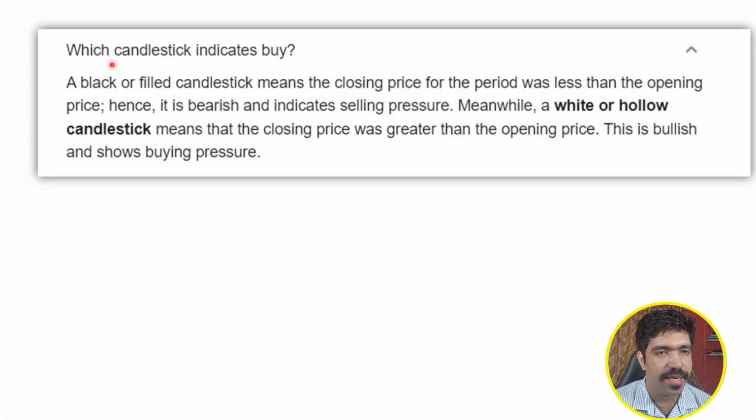Let us look at the next question. Which candlestick indicates a buy? A black or filled candlestick means the closing price of the period was less than the opening price. Hence it's a bearish candle and indicates selling pressure. Meanwhile, a white or hollow candlestick means the closing price was greater than the opening price. That is a bullish candle and it shows buying pressure. In the latest charts, you can see candles that are hollow or filled, or candles that are green and red. Green means a bullish candle and red means a bearish candle. With a bullish candle, the buying pressure is much more, so the asset price will rise. With a bearish or red candle, the selling pressure will be more, so the price of the asset will fall in that time frame.